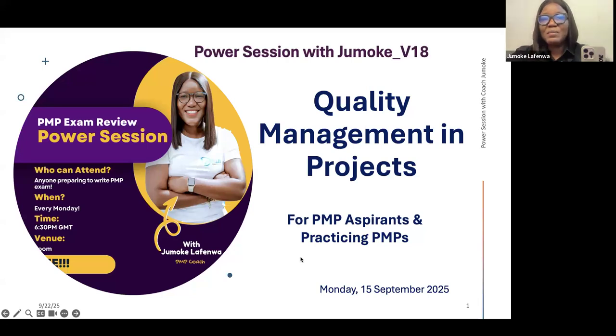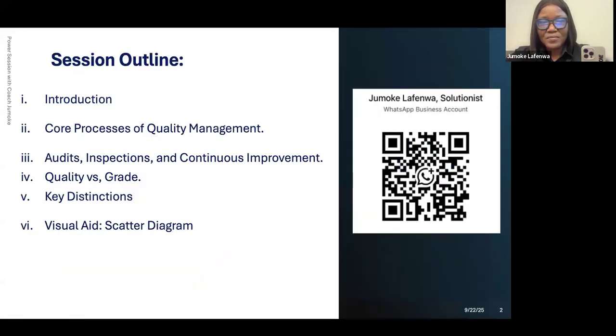Today's topic is quality management and projects. And today's session outline is what you can see on the screen. I'm going to give some introduction to what quality management is. 2, we look at core processes of quality management. And if you asked me, that is the essence of this training or this session. And then number 3, we look at audits, inspections, and continuous improvement.